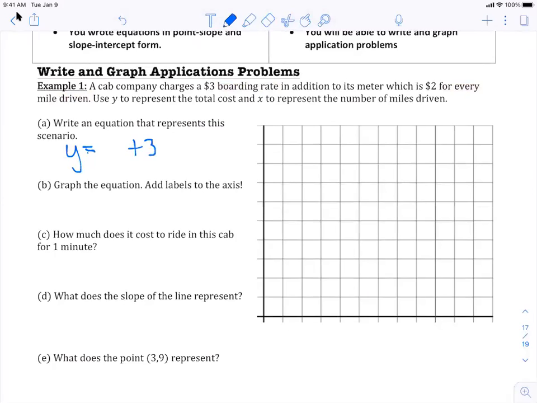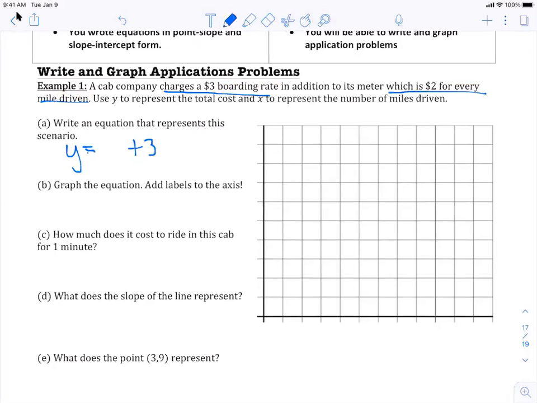Whatever the number is that's not really going to be changing all that much, that's always going to be our y-intercept. It's kind of like right when the situation first starts occurring, how much do you know you have to spend right off the bat? And in this case, we know we have to spend $3. Now, obviously, we're going to spend more than that because it says it's $2 for every mile driven.